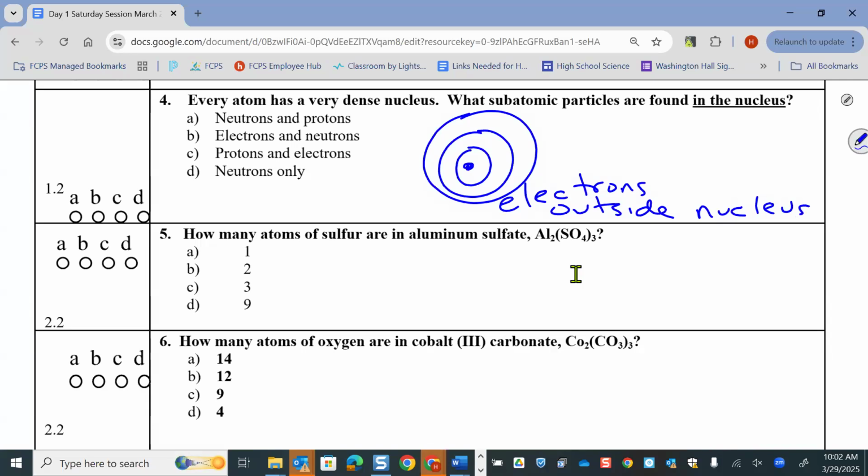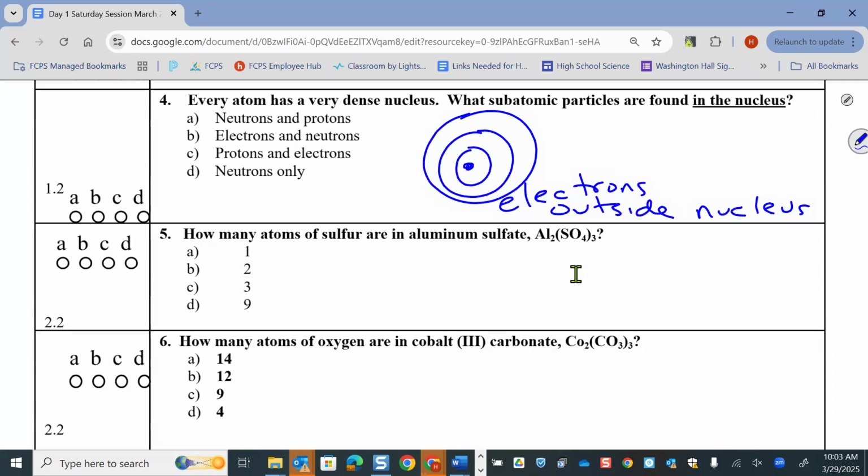I did say protons and neutrons for number 4. I definitely said that. They're inside the nucleus. That's what I thought. If I was able to rewind this, I didn't hear it. So you've got to be careful. Sometimes it helps to draw yourself a diagram. If you can't remember it, draw yourself a diagram.